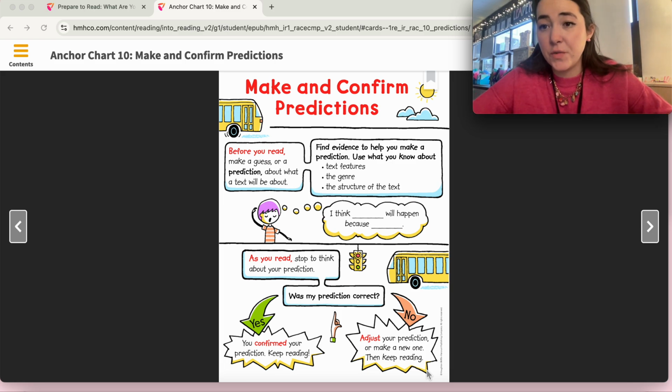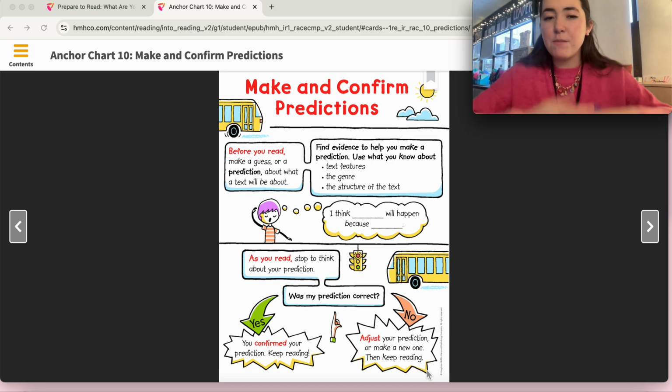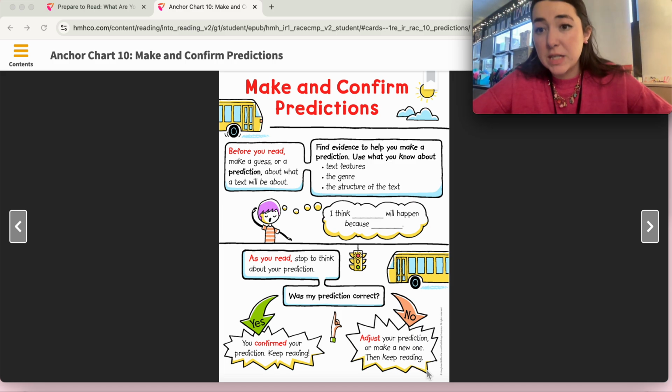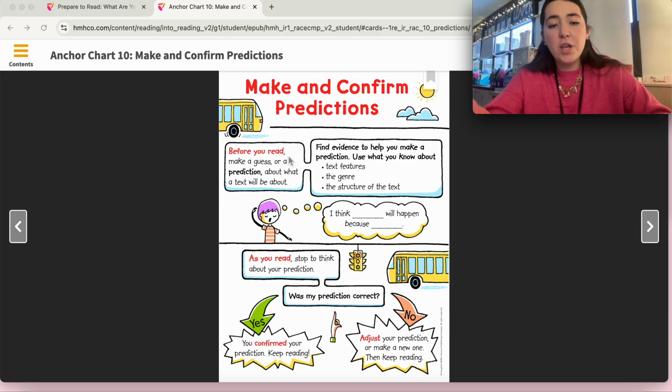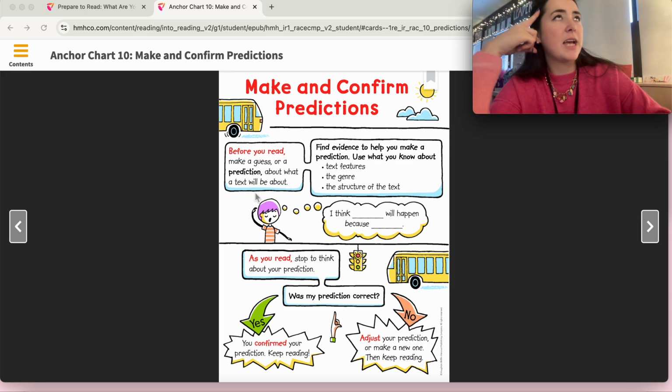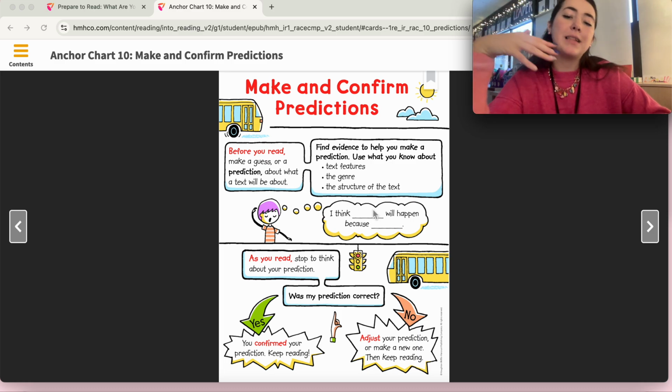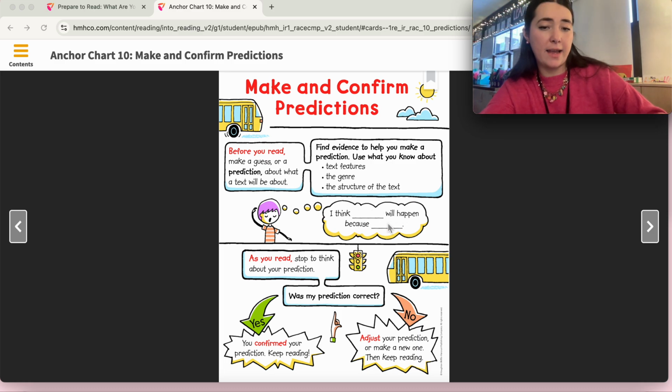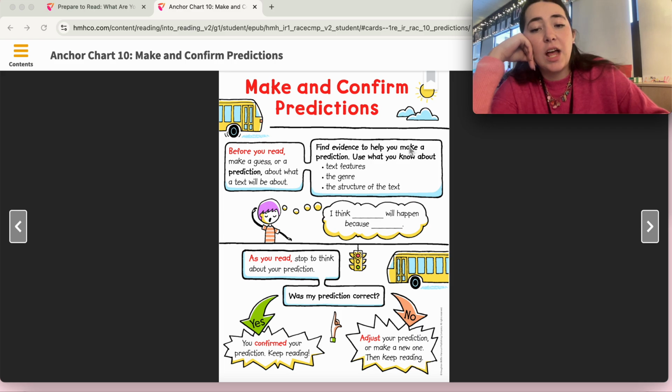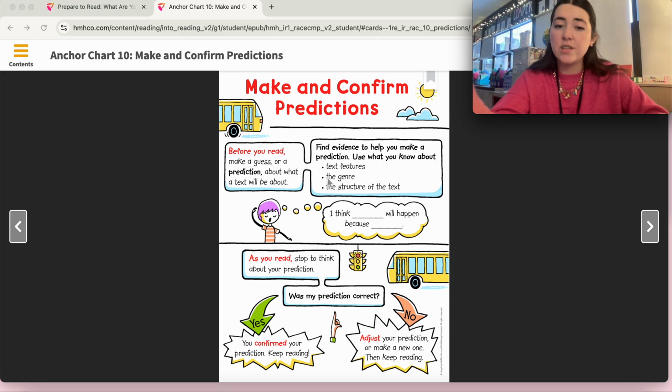I want to hear you when we are doing our vocabulary. Right now, you can just listen. We're going to be talking about make and confirm predictions today. That is our anchor chart. It says, before you read, make a guess or a prediction about what a text will be about. So we see this guy here and he's thinking, I think blank will happen because blank. Find evidence to help you make a prediction. Use what you know about text features, the genre, and the structure of the text.